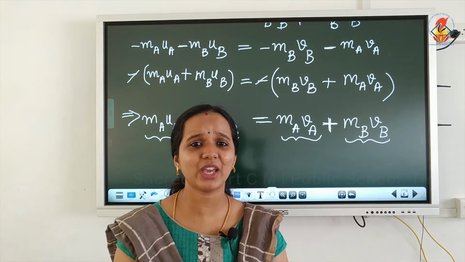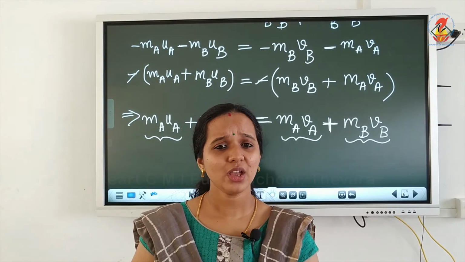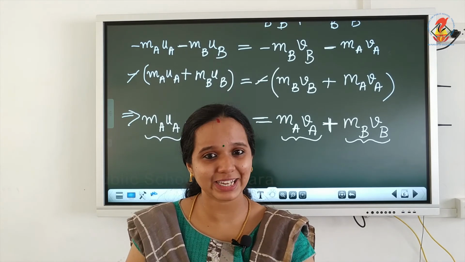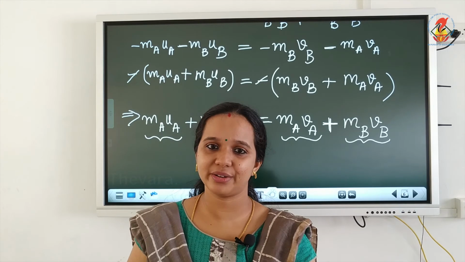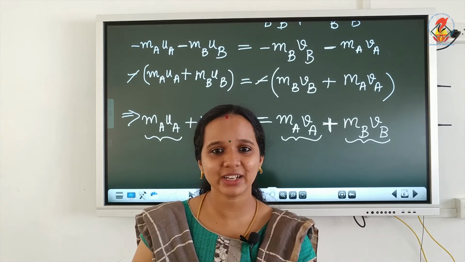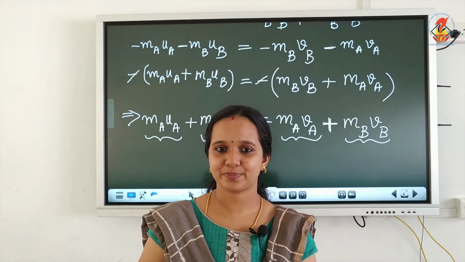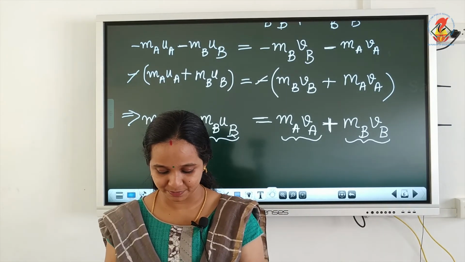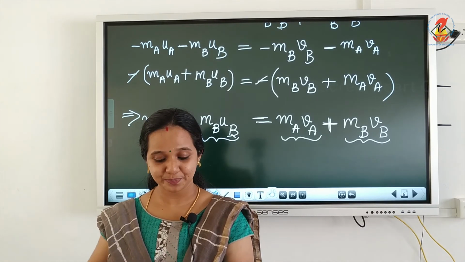The derivation seems to be bigger, but it is easier if you write and learn. Okay, so understand, write and learn. Don't just mug it up. Understand each and every step, then write and learn. So the derivation will become easier. If you try to mug it up, it becomes confusing. So understand and learn. Okay, so this is the law of conservation of momentum. Hope the law and the derivation part is clear.